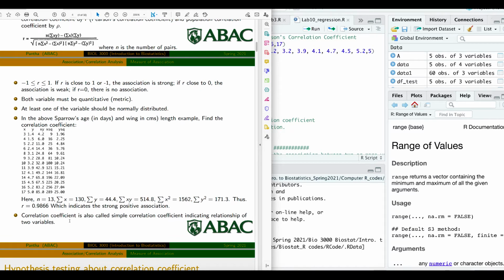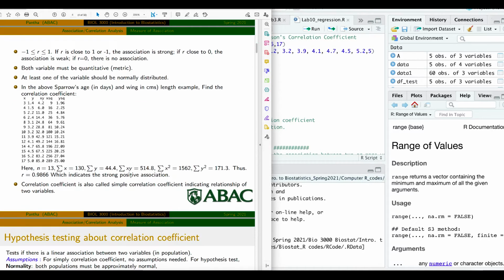Okay, the correlation coefficient is also called the simple correlation coefficient, indicating that there are just two variables. If there are more than two variables, we will do that later, but if there are only two variables, you can find the correlation of x and y or y and x. You will get the same thing. Okay, x and y or y and x will be the same thing.